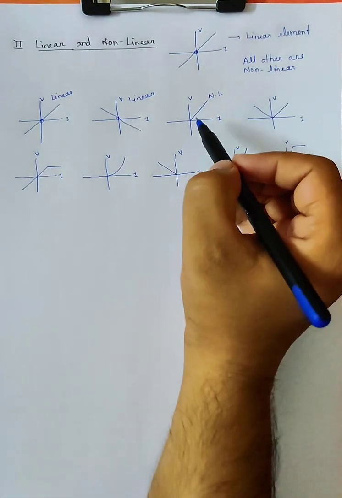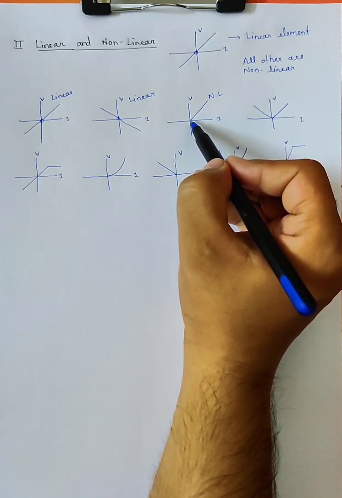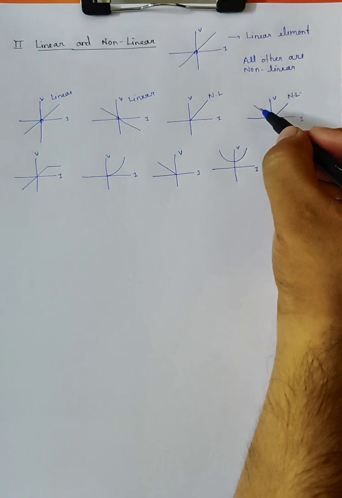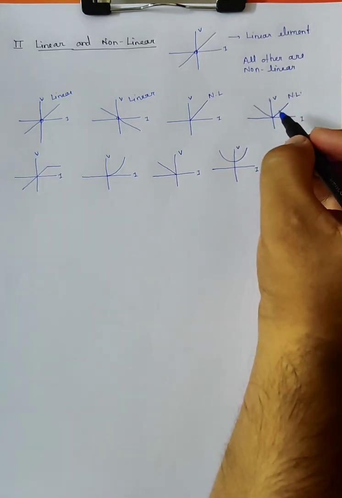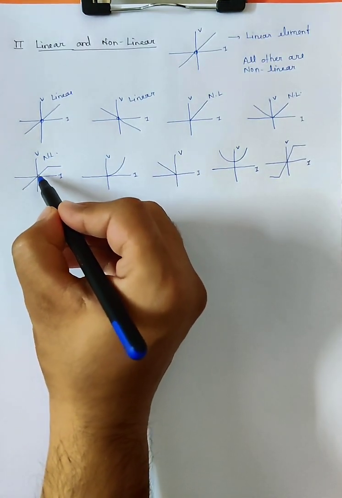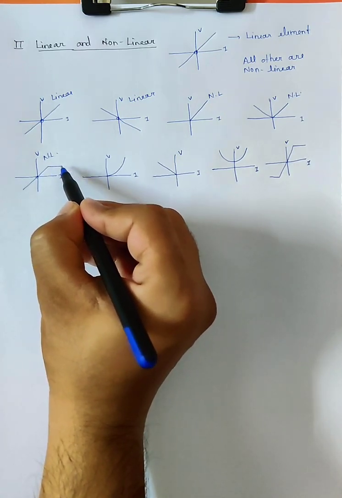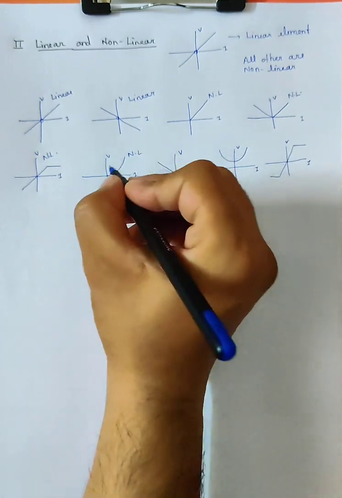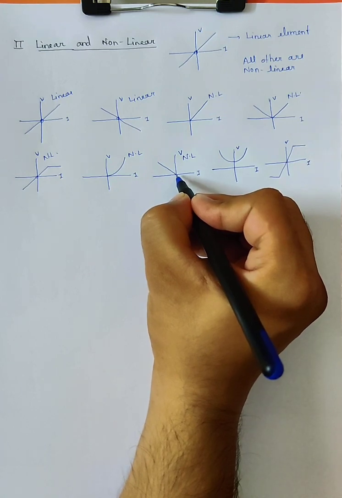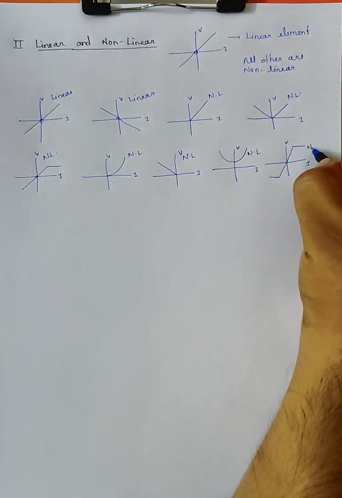This is non-linear, as this is a straight line not passing through the origin but originating from the origin. This is also non-linear. These are two straight lines, not a single straight line. This is also non-linear, as it passes through the origin but it's not a straight line. From here it flattens. This is also non-linear, not a straight line. Non-linear, not passing through the origin but originating from it. This is also non-linear, not a straight line. This is also non-linear, not a straight line.